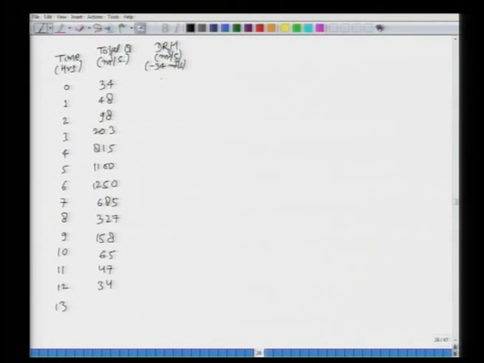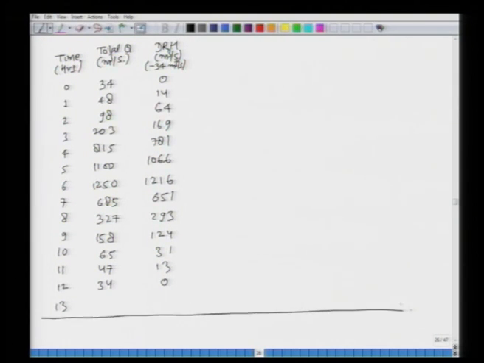If you did that, you will have 0, 14, 64, 169, 781, 1066, 1216. You can verify all these numbers. I am writing them quickly. We have seen one example which actually does this. So, I am not spending too much time on this, and the last one will be 0 because we are subtracting 34 from this column. So, what we have now is a direct runoff hydrograph, which is resulting from certain amount of effective rainfall.